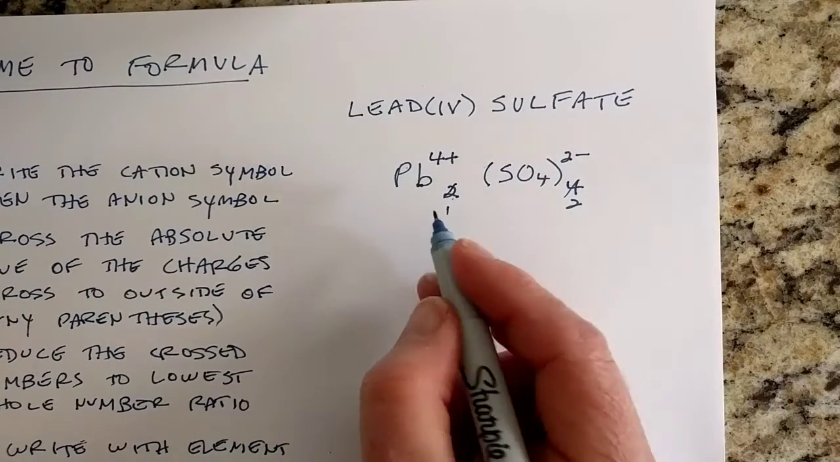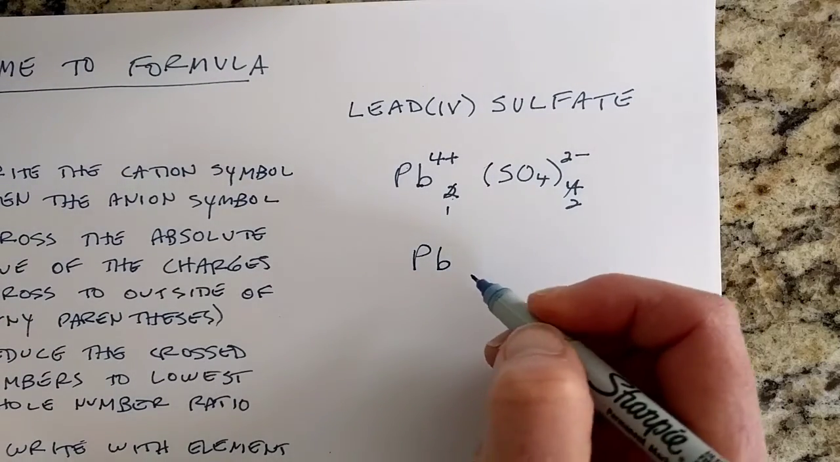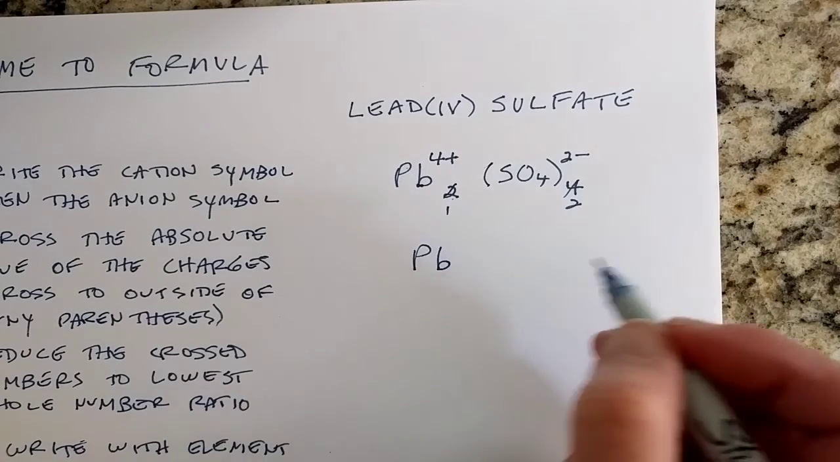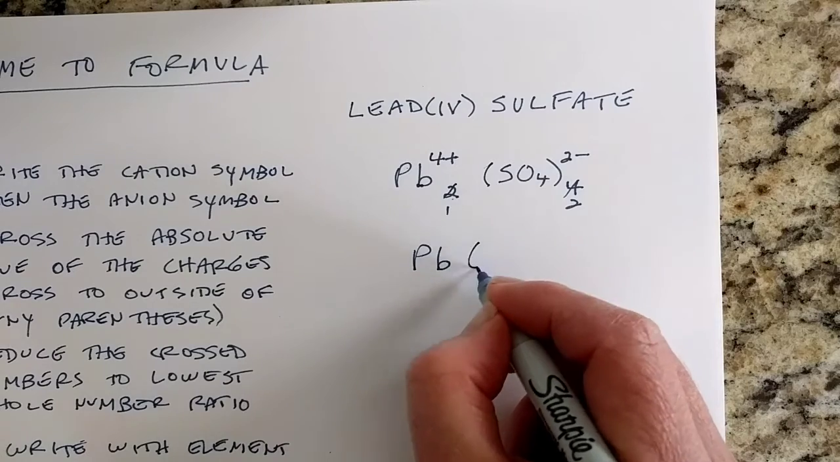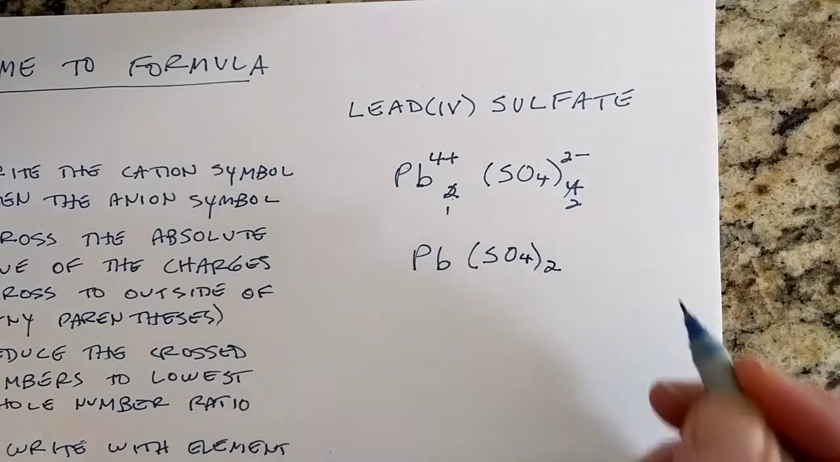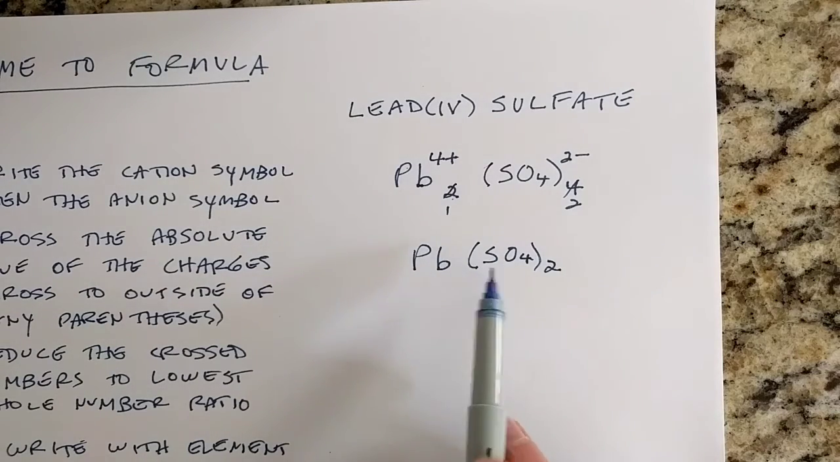Okay, so to rewrite it, we have Pb. And you can put the 1 there, but you usually do not see it. If there's no number subscript, it's understood that there is 1. Our SO4 must stay in parentheses. And then outside of the parentheses, we put a 2. So that is our final answer. That is the formula for lead(IV) sulfate.